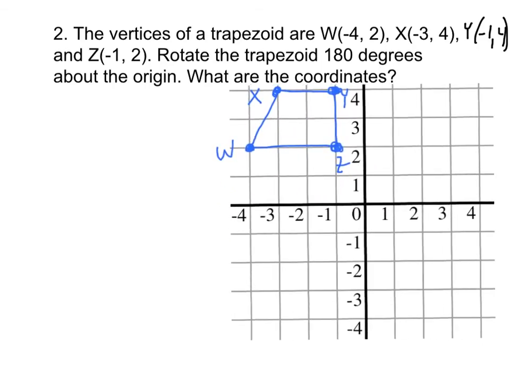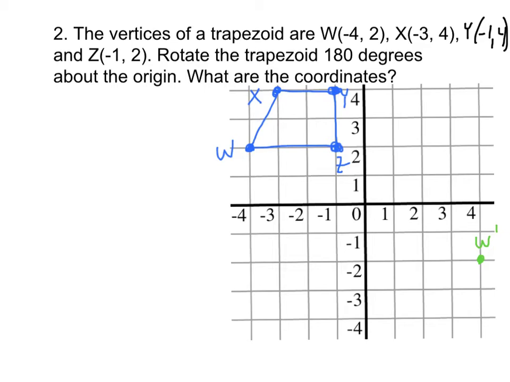So if you need to turn your paper to visualize where it's going to be, that's okay. And I actually encourage you to do that if you get confused. But if you turn, let's say, point W, let's start there. If you turn point W, you're going to end up right here. And it's going to be W prime.